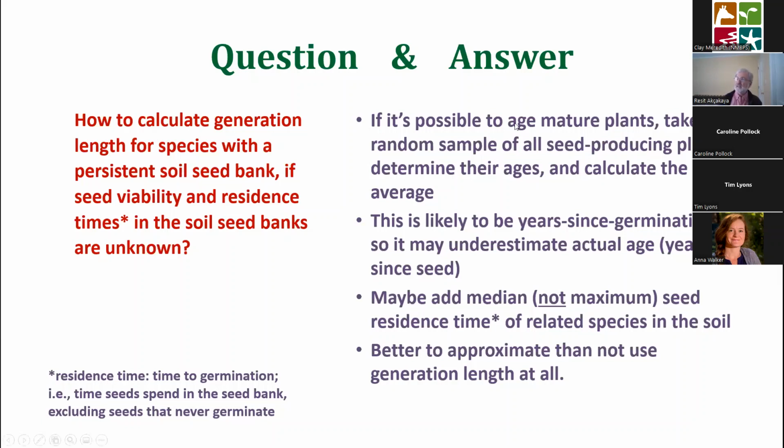Even if you have to just say, okay, the average age of mature trees is, let's say, 15 years, and I don't know anything about residence in the soil, so I'll just assume conservatively it's only 1 year, right? So instead of 15, I use 16. That's okay. It's still better than not using generation length, right? Because if you don't use generation length, you cannot use criterion A or criterion C1. You would be throwing out a lot of information that you could otherwise use. So it's better to approximate even crudely than not use generation length at all.